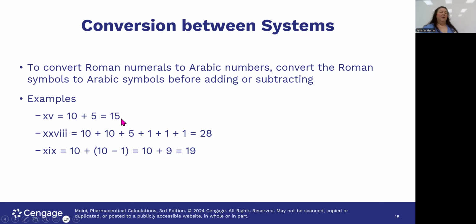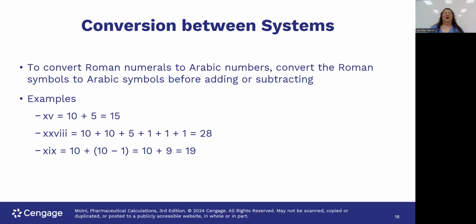The next example we have is XXVIII. Remember, X represents 10, so we have 10 plus 10. V represents 5, so we have 10 plus 10 plus 5. I's represent 1, so that's 1 plus 1 plus 1. And 10 plus 10 is 20, plus 5 is 25, plus 1 is 26, plus 1 is 27, plus 1 is 28.